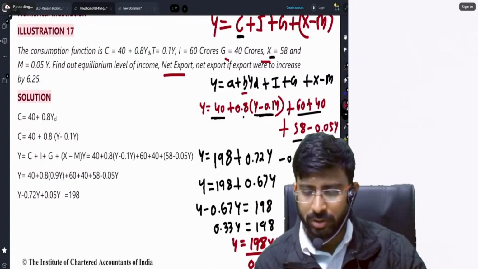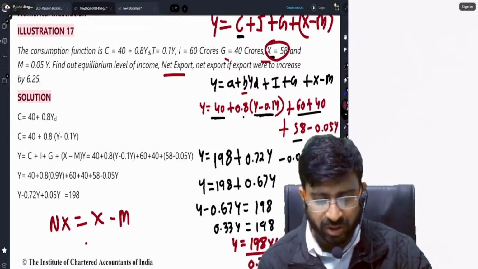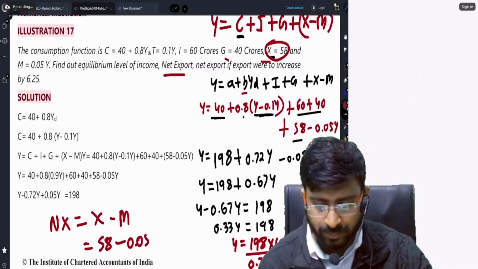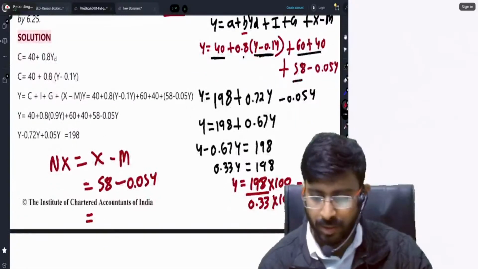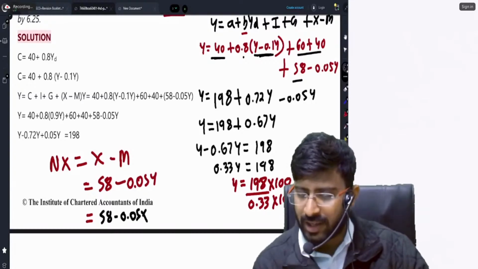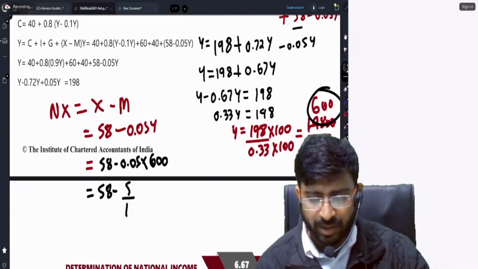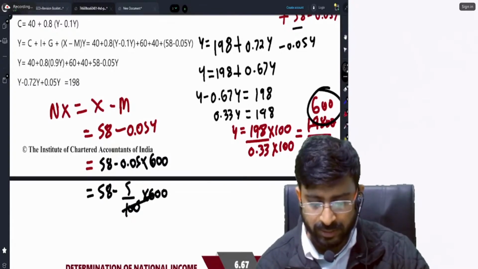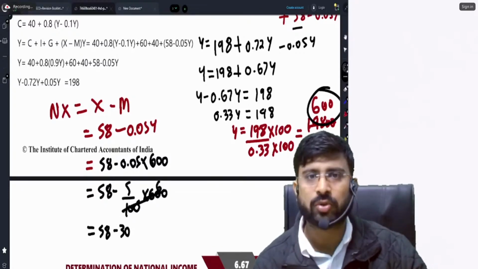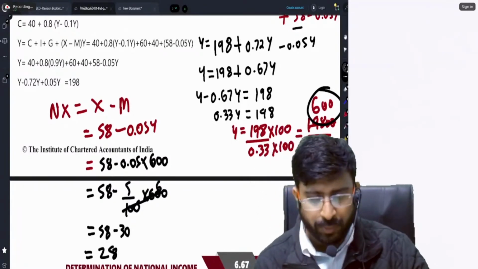Now, what is net exports? Exports minus imports. Exports is 58, minus imports is 0.05y. 58 minus 0.05 into y. What is y equal to? 600. So 58 minus 5 by 100 into 600. That is 58 minus 30. Yes or no? That is equal to 28, I guess. So that would be net exports.